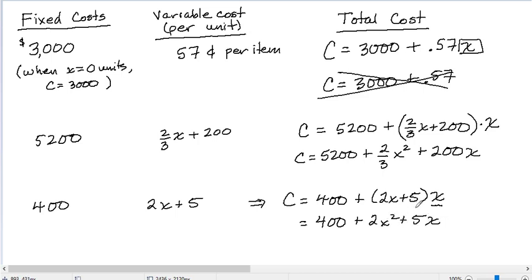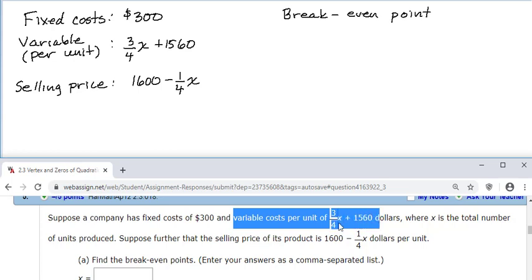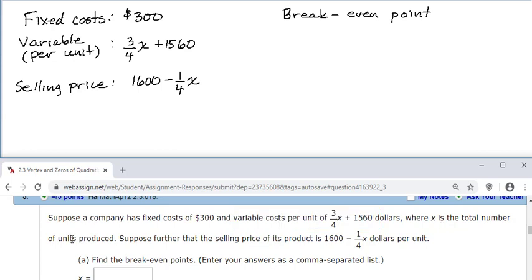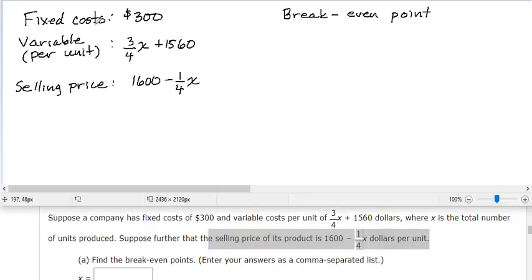Okay, let's look at WebAssign. Suppose a company has fixed costs of $300, variable costs per unit of, and then there's a formula, so those are changing depending on how many units you make. X is the total number of units, and the selling price is given. So you have fixed costs, variable costs, and selling price, and they want to find the break-even point. Okay, the break-even point is either revenue equals cost, or it's profit equals 0.